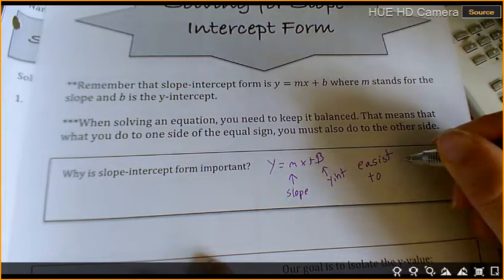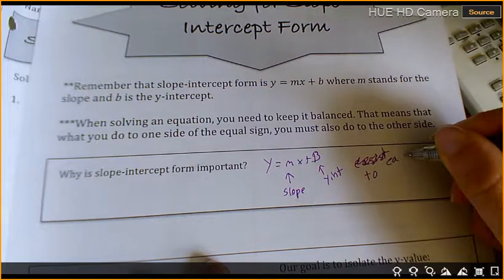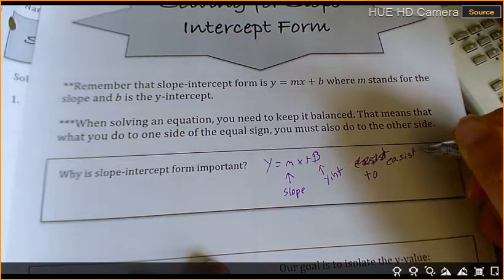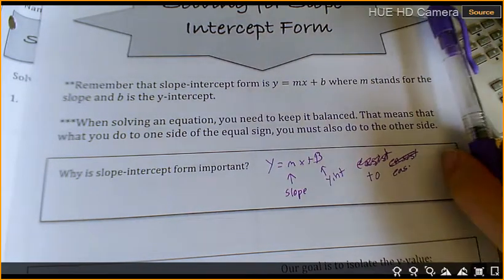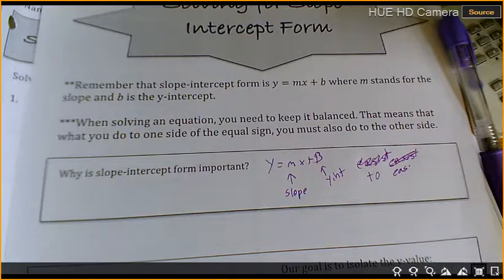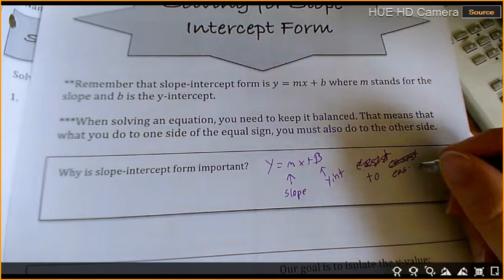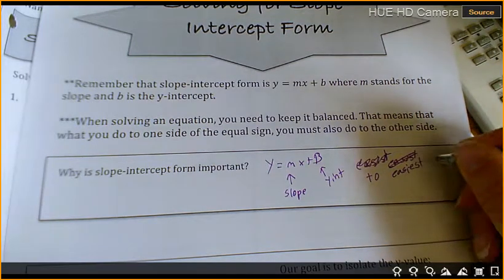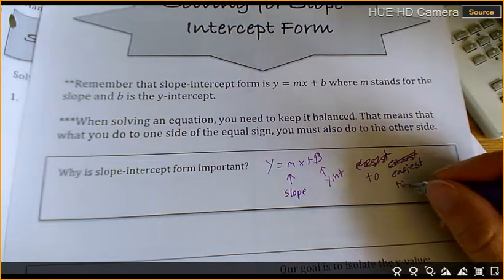I feel like I spelled that wrong. How do you spell easiest? E-A. That can't be right. Easiest. I'm not sure. Oh, I forgot the I. Okay. E-I-E-S-T. Easiest. It's easiest to graph.